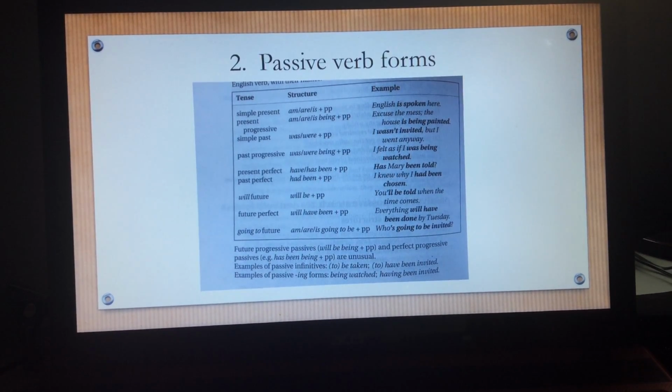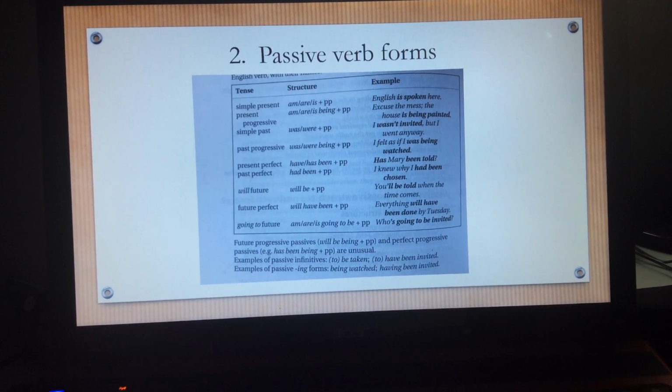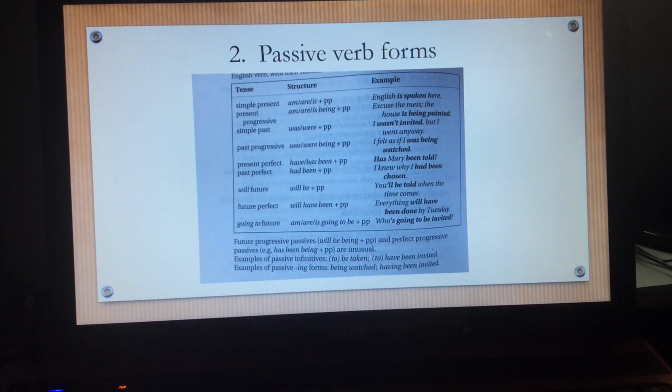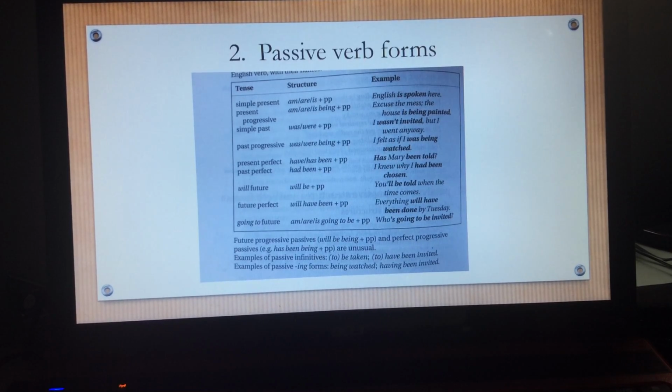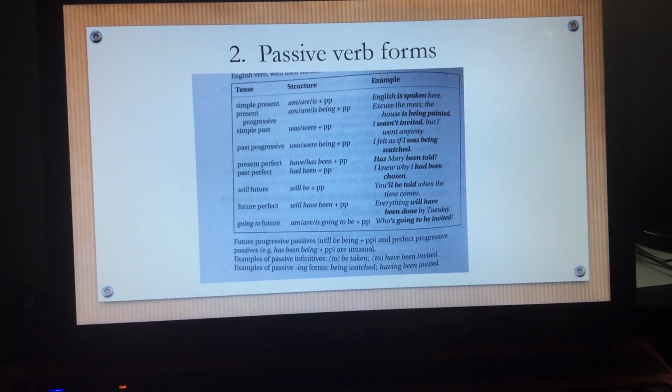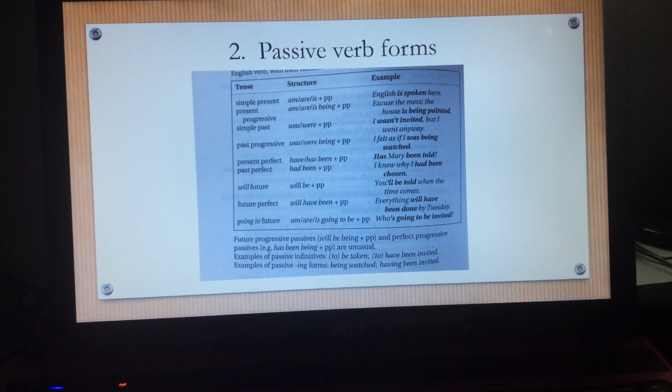What are the passive verb forms we may find in sentences in text everywhere? Okay, all of this. You can have a simple present, present progressive or present continuous, which is the same, simple past, past continuous or progressive, present perfect, past perfect, future with will, future perfect, going to. You don't have to memorize all these verb forms into the passive. You only have to understand the mechanics of the passive transformation.